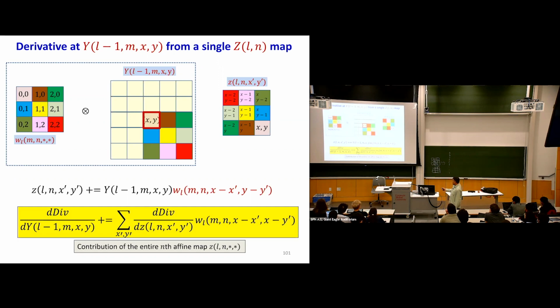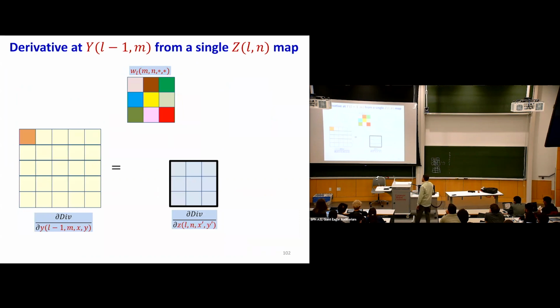And that's going to give me the contribution of this map to the derivative at Y(x,y). So everybody clear? Okay. So what does this look like to answer this other question? How do I compute the derivative here?